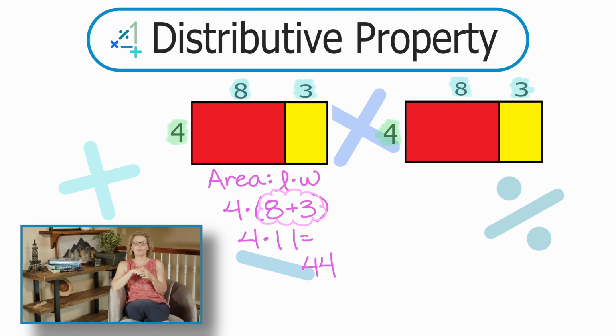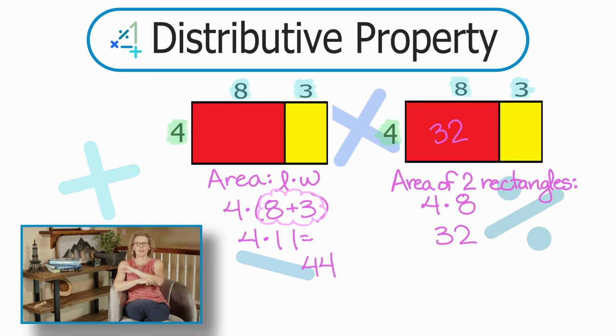The second way I will find the area of the total shape is by finding the area of each of the smaller rectangles and then adding those areas together. The red rectangle's area is 4 times 8 for 32. The yellow's area is 4 times 3, or 12. Add those areas up to find the area of the whole rectangle. 32 plus 12 equals 44. This shows that 4 times parentheses 8 plus 3, the 4 distributed to both, 4 times 8 plus 4 times 3. It's pretty cool.